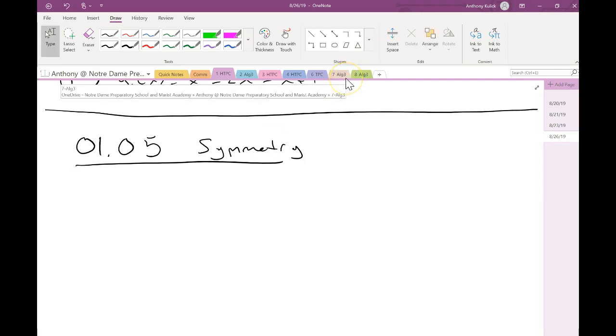So, in section 5, we're going to be talking about types of symmetry. There are 3 major types of symmetry that we're going to talk about here.